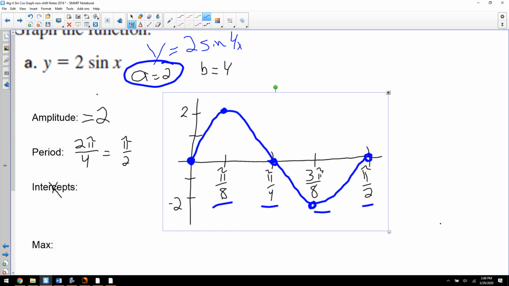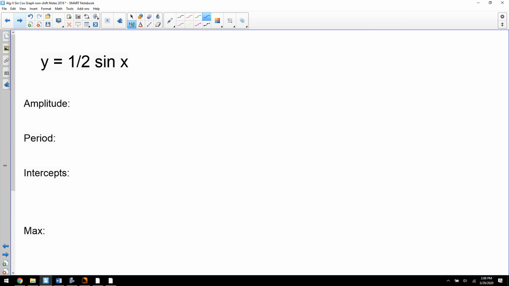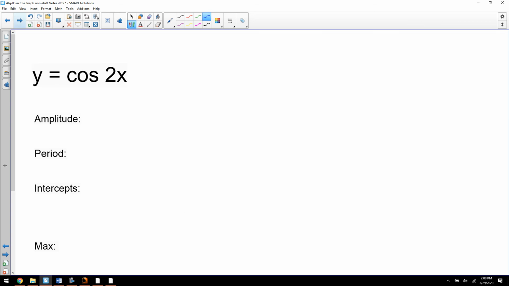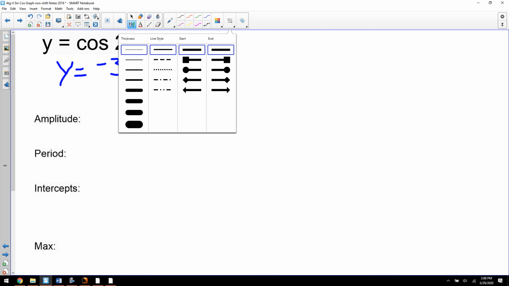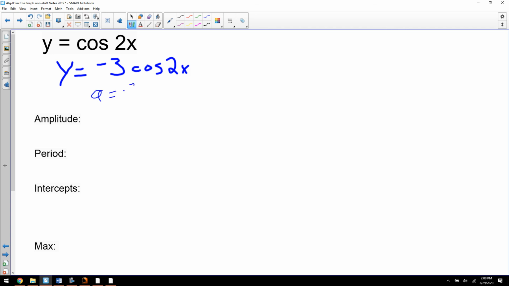Let's try a cosine one then. And again, I'm going to change this just a little bit here. Let's say it's y equals -3 cosine of 2x. So now we know that we have an A value. Our A value is now -3. Our B value is 2.